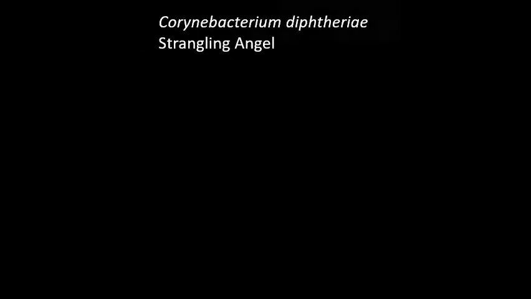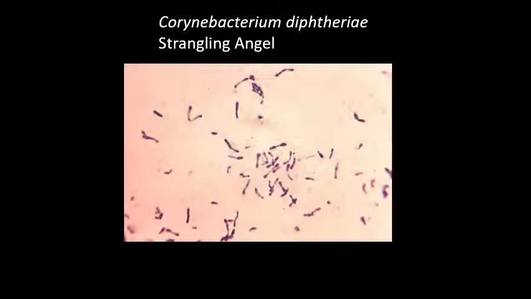All right, so the bacteria that cause this is a Corynebacterium. They kind of look like clubs. So the bacteria we also call the Strangling Angel. It is gram-positive and it's non-motile, so it's not able to move around on its own, which is why it has to be transferred through respiratory droplets.